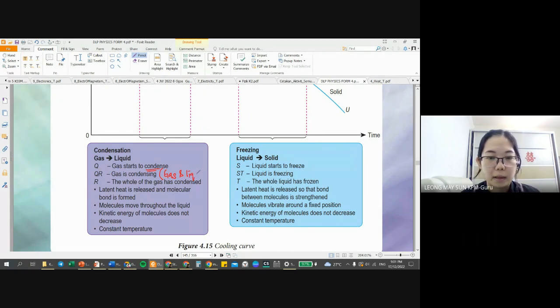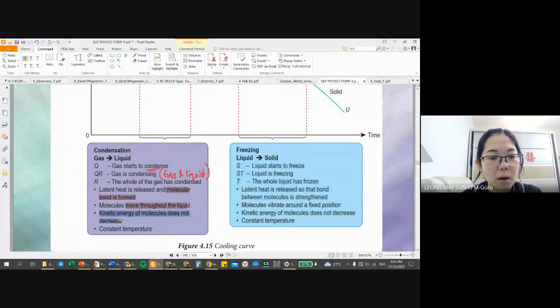All right, it exists in gas and liquid state. So at gas and liquid state, the heat energy is being released and molecular bonds are being formed. So these are the key words that need to be seen. All right. The molecules will move throughout the liquid, but the kinetic energy of the molecule does not decrease.